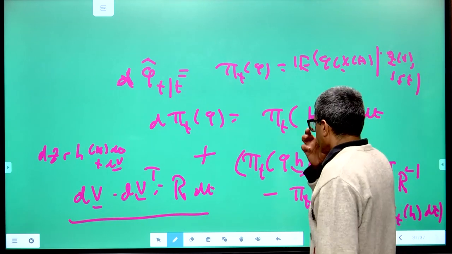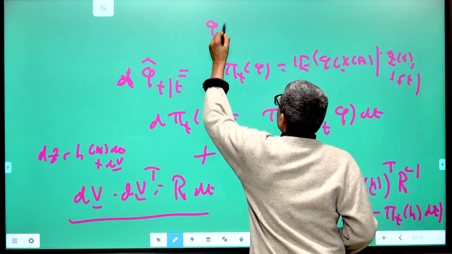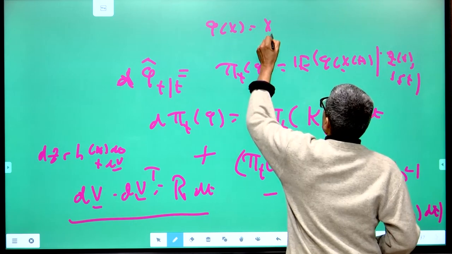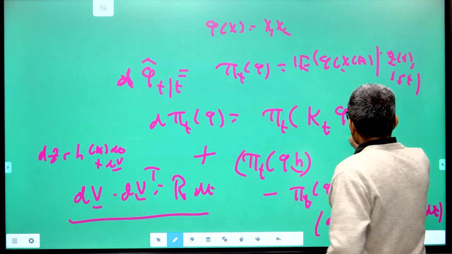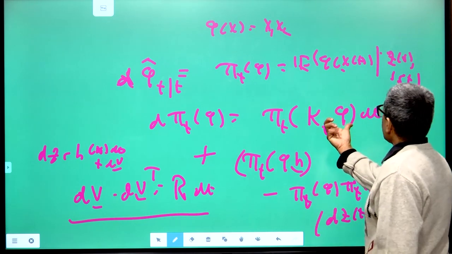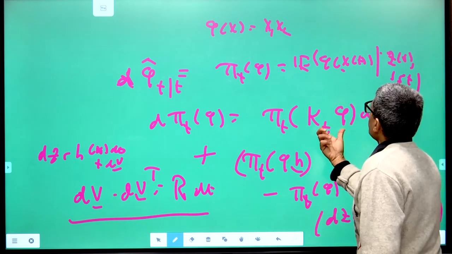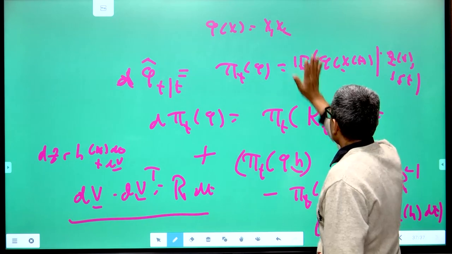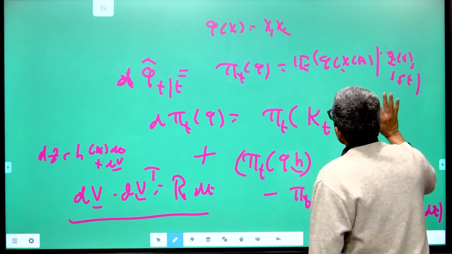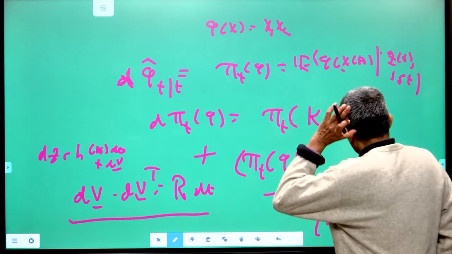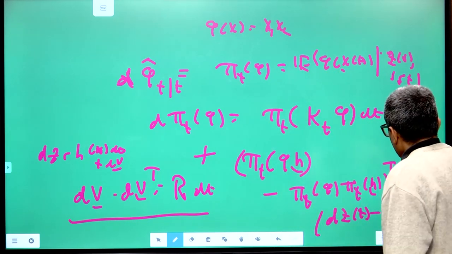For example, if you take phi of x as, let us say, x1 x2, then you will get d of pi t x1 x2 equal to an expression in terms of this, but kt phi may not be a simple function. It may not be just a product of x1 and x2 or something lesser. It will in general be expandable as a Taylor series in x1, x2, etc., xn, where x1, x2, xn are the components of the state vector.